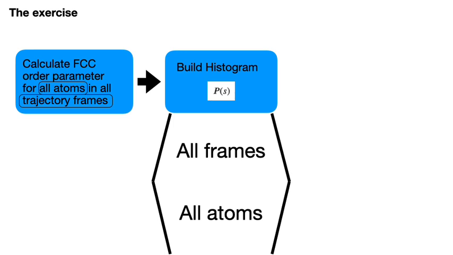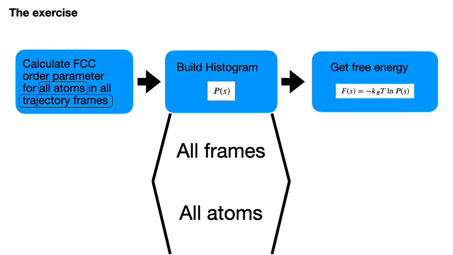The final step that you are going to explore in this exercise involves getting the free energy as a function of the FCC order parameter using the formula shown here. Notice that what emerges from this formula is an energy that is a function of a coarse-grained variable. In this case, the coarse-grained variable tells us whether the atoms are in a solid-like or liquid-like configuration. We can thus, in theory, use this free energy surface to tell us the free energy difference between the solid and liquid states for the conditions at which we performed the simulations.